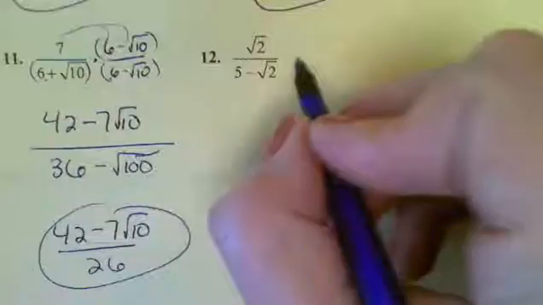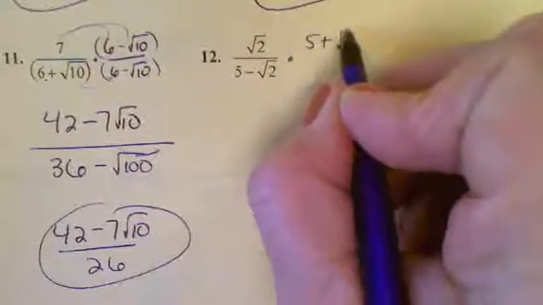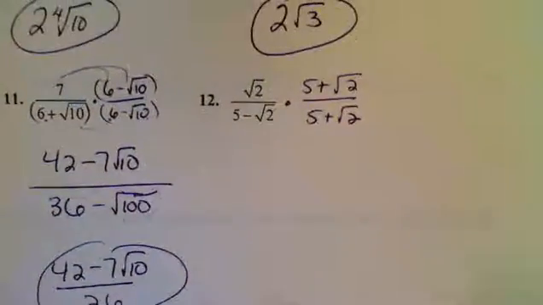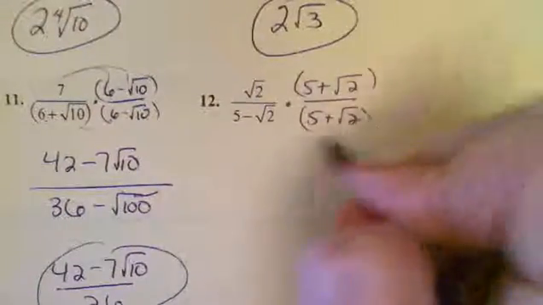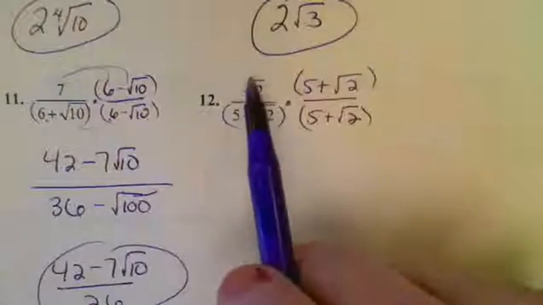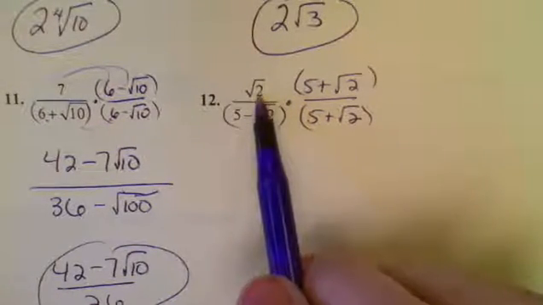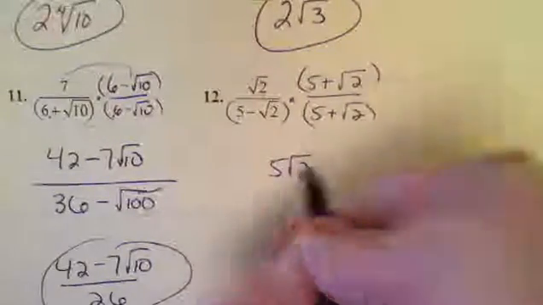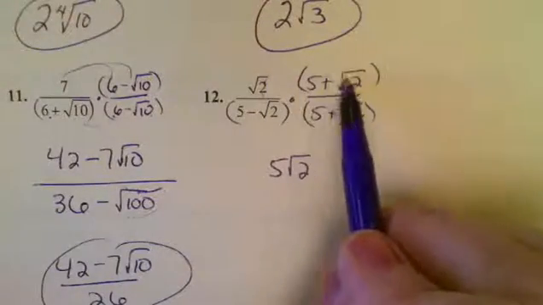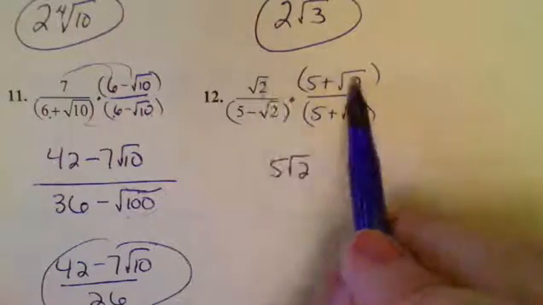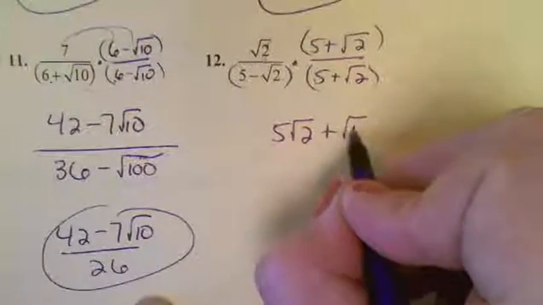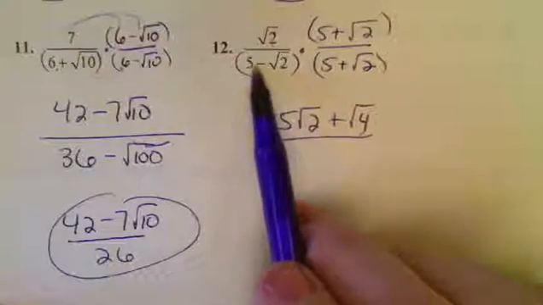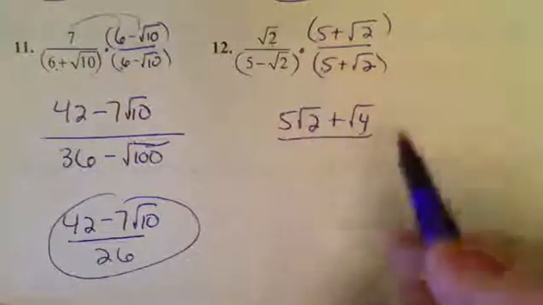And then 12, we multiply by 5 plus the square root of 2 over 5 plus the square root of 2. Now this one's a little bit different, so we need to talk about it. So when I distribute, again, now this is a square root. So I'm going to take the square root of 2 times 5. 5 square root 2. But when I take the square root of 2 times the square root of 2, again, I'm multiplying those, I'm going to get the square root of 4. So I also get something in the numerator that I can simplify. In the denominator, 5 times 5 is 25.